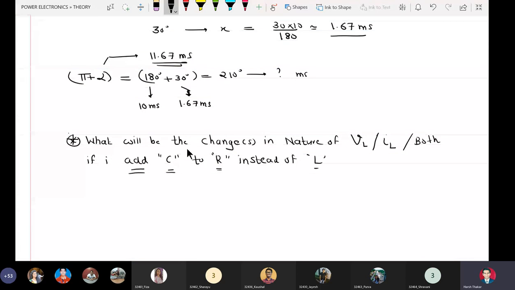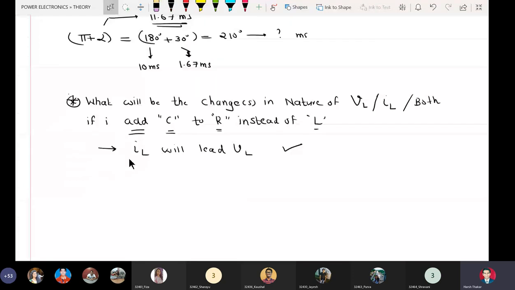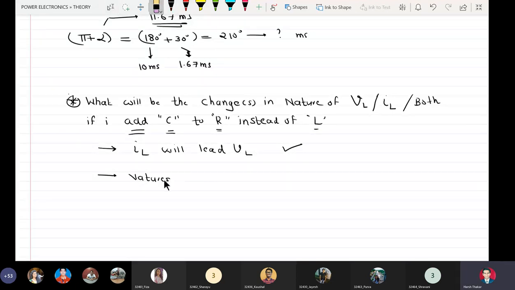IL will lead. Okay, one answer which I got is he's telling that, sir, IL will lead VL, correct? Yeah, theoretically correct. So the first conclusion which you are telling based on your knowledge is that IL will lead VL. Okay, fine. Let us see. Now I want you to comment whether the mathematical natures will change or not. Will the mathematical natures of VL and IL change?